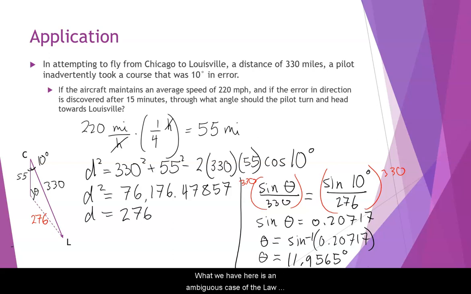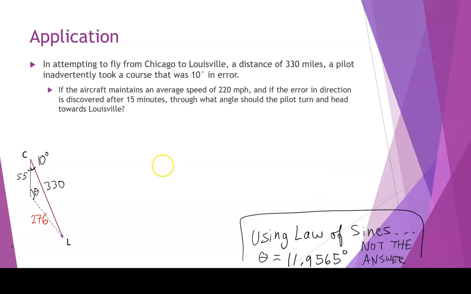What we have here is an ambiguous case of the law of sines. I know that this angle is supposed to be big, but a 12-degree angle is very small and would represent a very sharp turn on the part of the pilot. Since this is an ambiguous case and we haven't covered those in depth, I'm going to jump back and use law of cosines again in order to find that missing angle. I've erased our other work and just kept our erroneous answer using law of sines. And now we're going to set this up using law of cosines.